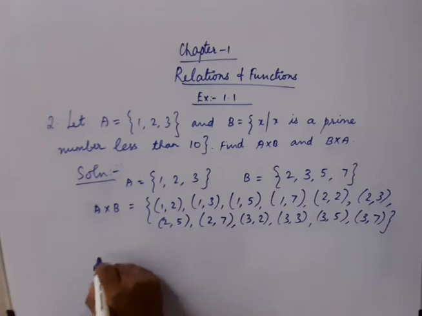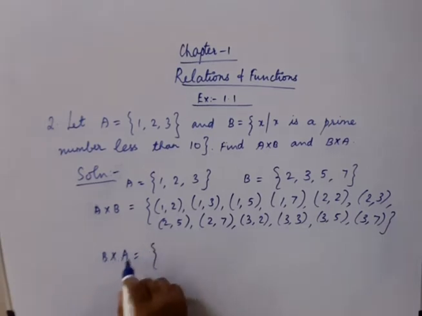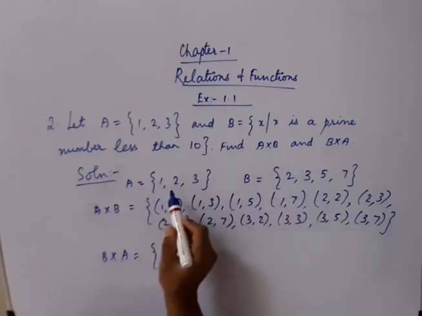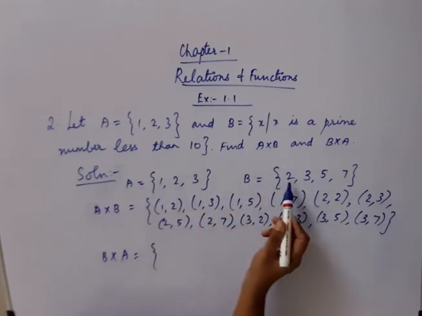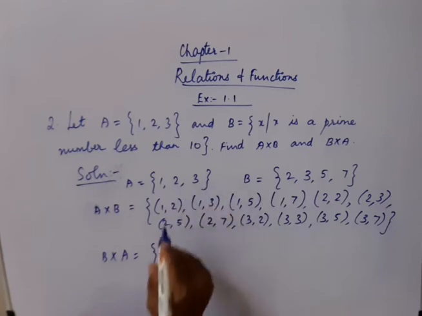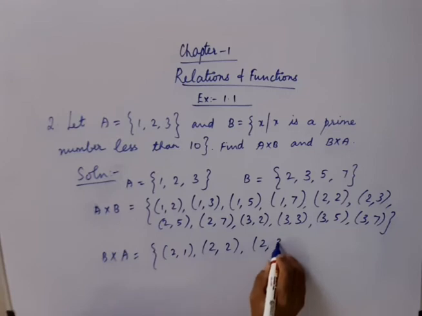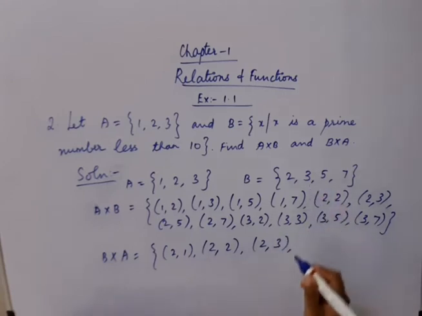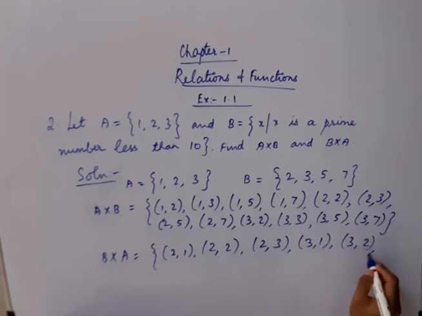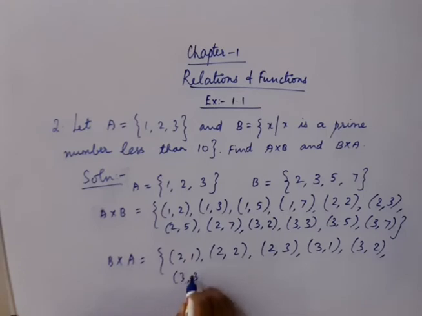What is B cross A? For B cross A, you have to take the set B first. Then you have to take set A. So take the first element from B, it's 2. Combine with all the elements in A. So (2,1), (2,2), (2,3). Then take the second element 3. Combine with all the elements in A. So (3,1), (3,2), (3,3).